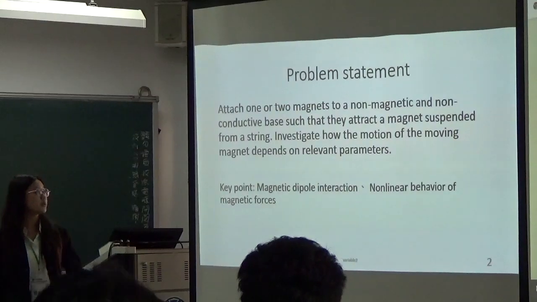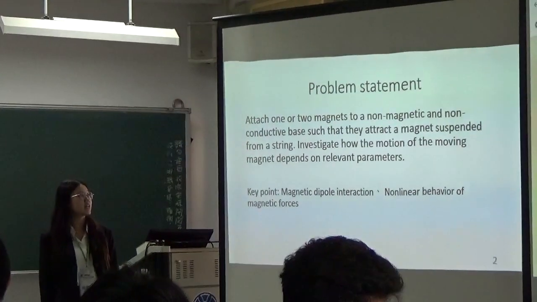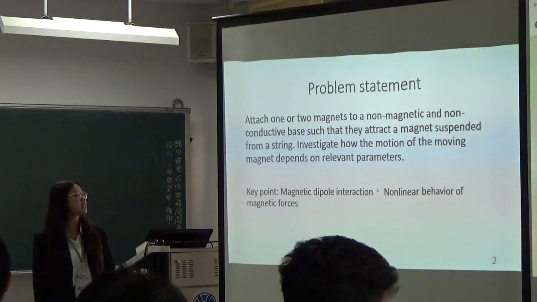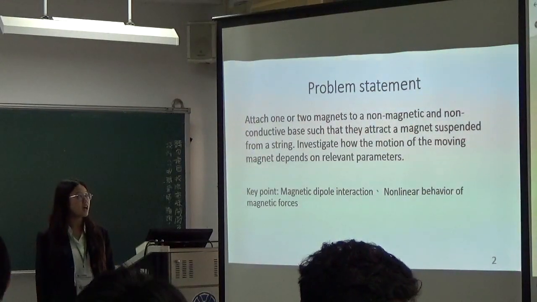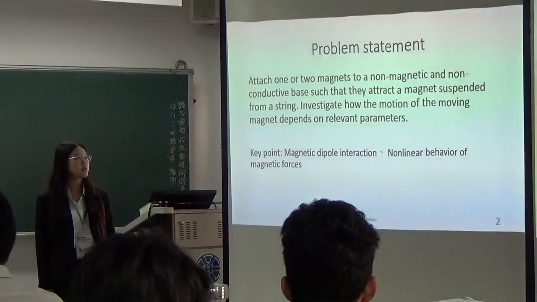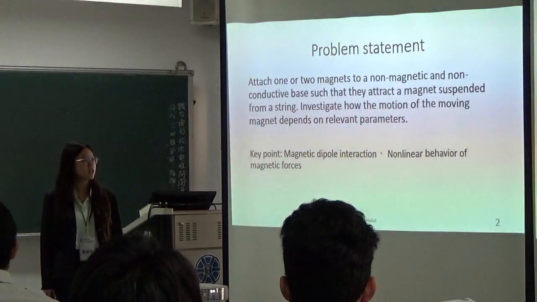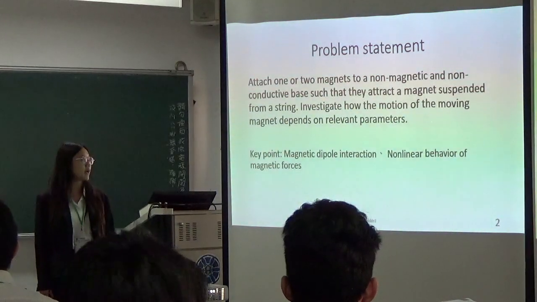Attract one or two magnets to a non-magnetic and non-conductive base such that they attract a magnet suspended from a string. Investigate how the motion of the moving magnet depends on relevant parameters. My key points are magnetic dipole interaction and the nonlinear behavior of magnetic forces.